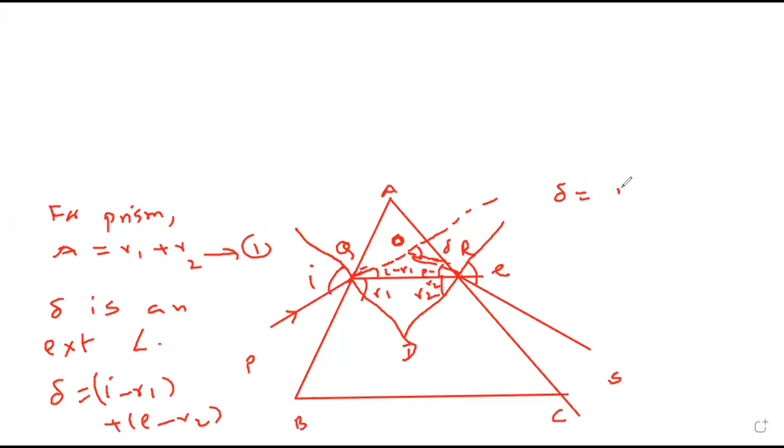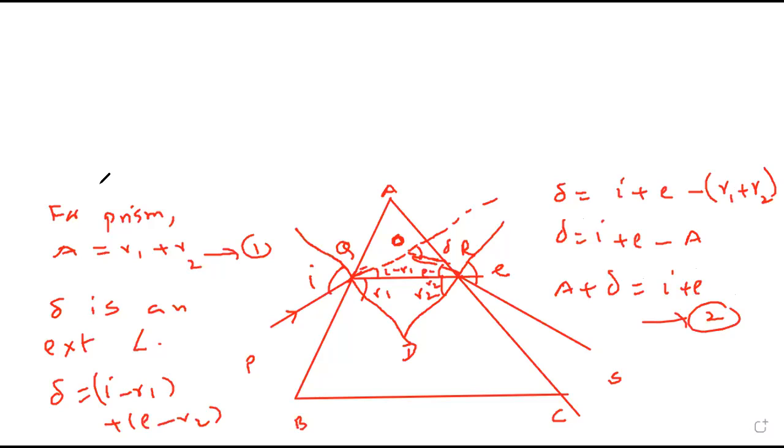So delta is I minus R1 plus E minus R2, which becomes I plus E minus of R1 plus R2. Delta is I plus E minus A. So A plus delta is I plus E for the prism. If a graph of delta against I is plotted, delta decreases, becomes minimum and again increases. When delta is delta M, then I and E values are the same.